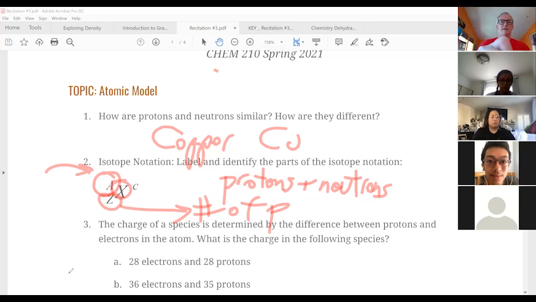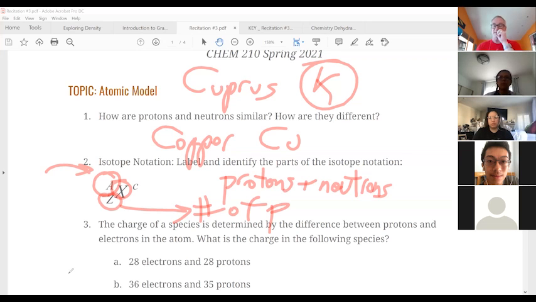It was known as cuprum. And potassium was known as K because it had a Latin name starting with K, which I can't remember right off the top of my head right now. But you find these all over the place.